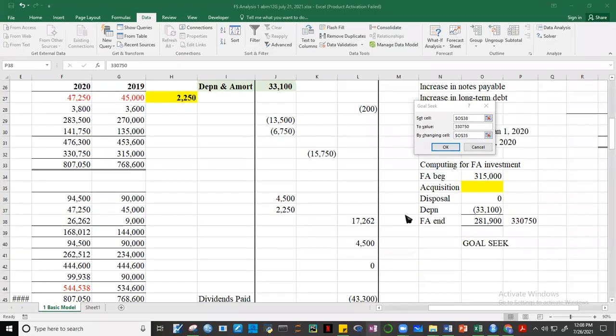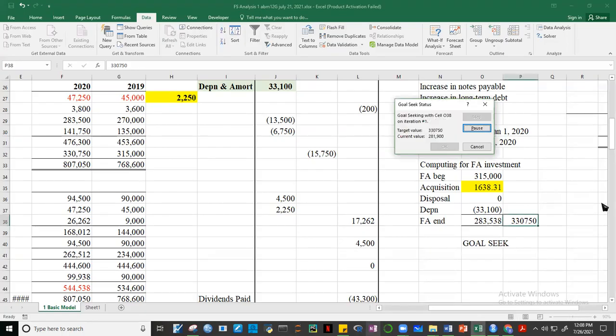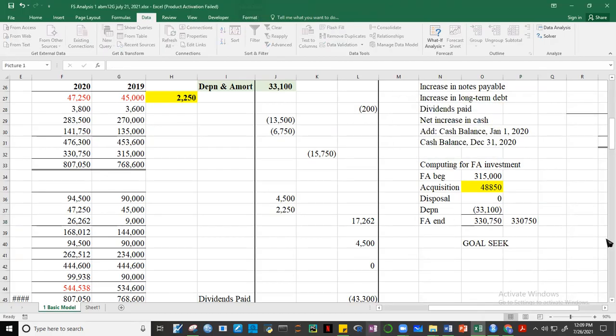So what does Excel tell us? What's the answer? Yan, 48,850. Okay? So ito yung answer nila Gab kanina, nila Elijah, nila Eliza. You're correct. 48,850. Okay, so I'll press OK. Okay, take note, no? Sinolve ni Excel ang bilis, no? 48,850. Okay?